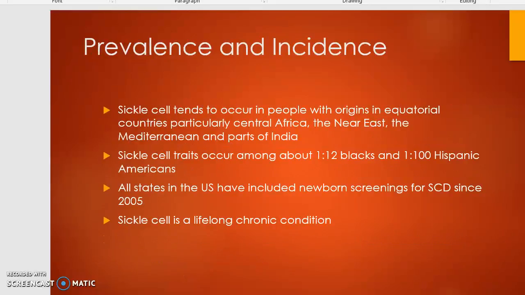Sickle cell tends to occur in people with origins in equatorial countries, particularly Central Africa, the Near East, the Mediterranean, and parts of India. Sickle cell traits occur among about 1 in 12 blacks and 1 in 100 Hispanic Americans. All states in the United States have included newborn screenings for sickle cell disease since 2005. Sickle cell is a lifelong chronic condition.